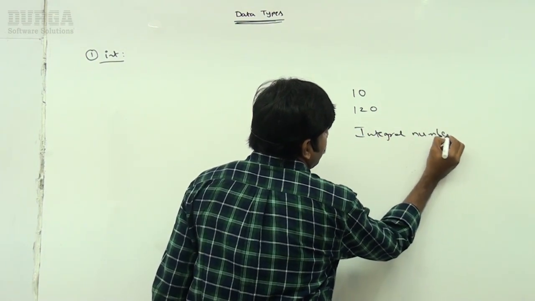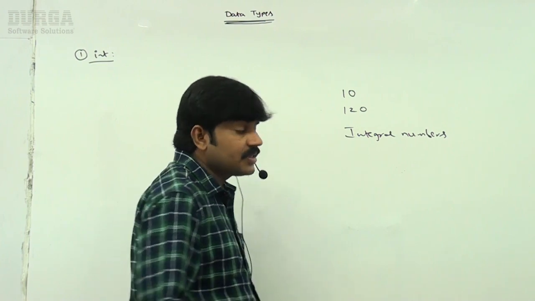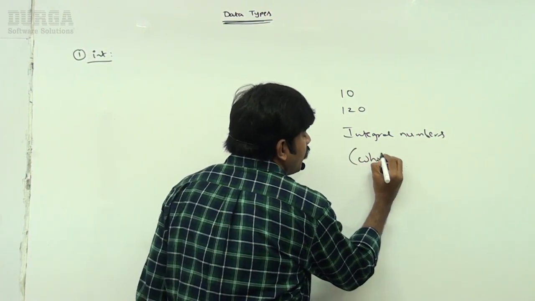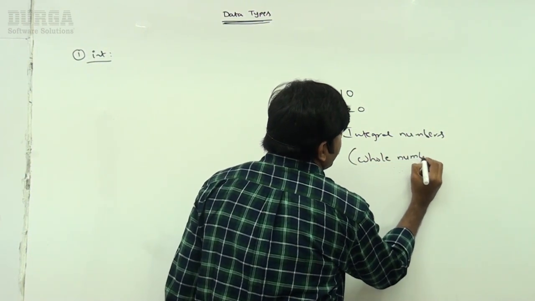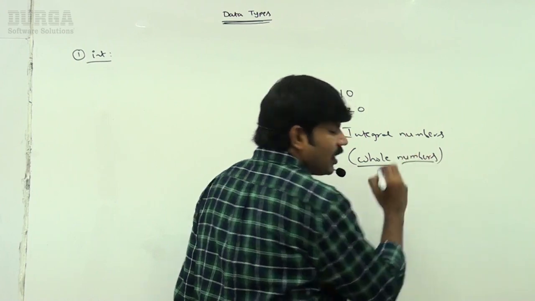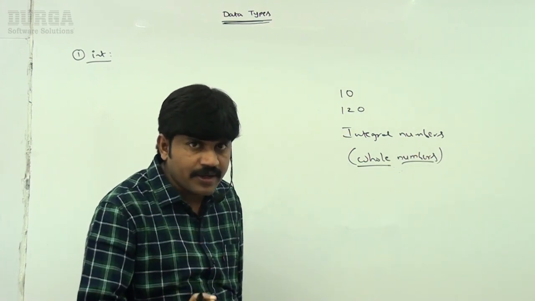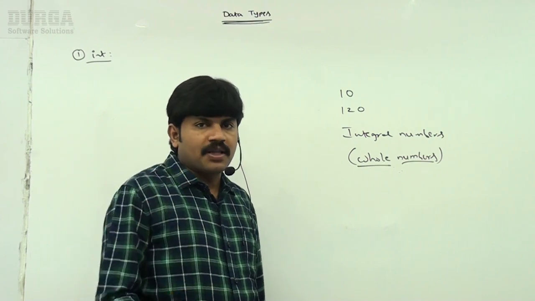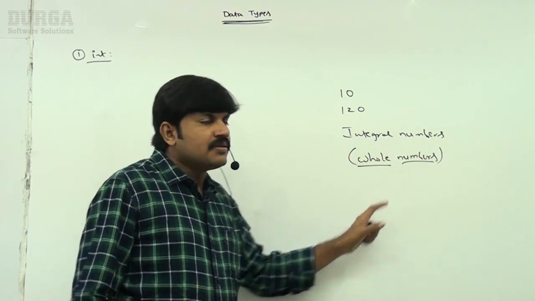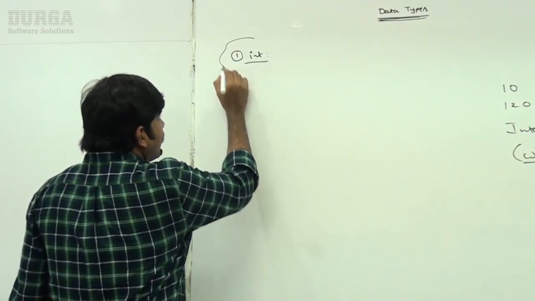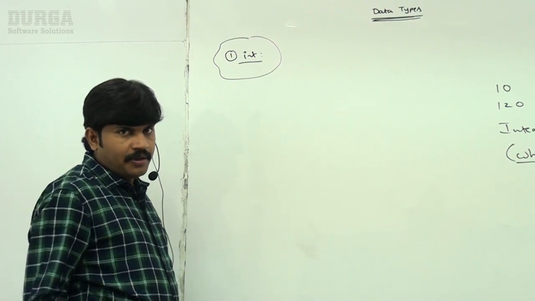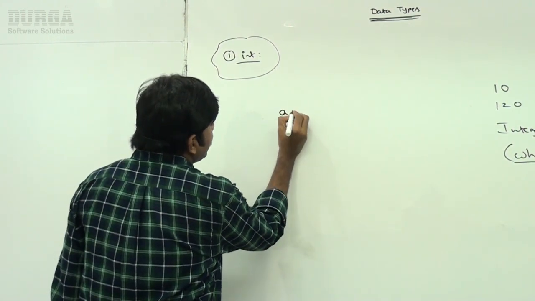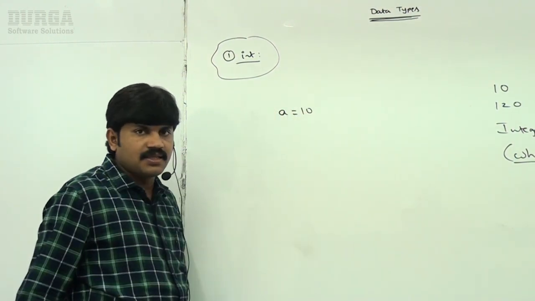Remember this one: sometimes we use the word integral numbers, or sometimes whole numbers, without any decimal point. These numbers are called integral numbers. If you want to represent integral values, then we go for the int data type. Best example, a is equal to 10.